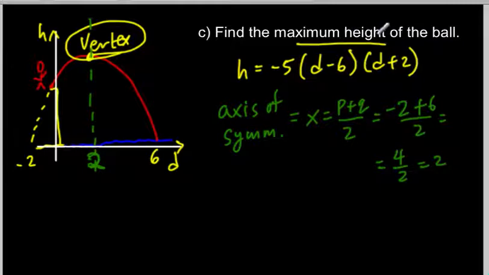But the question said find the maximum height of the ball. So we're not interested in the distance from the cliff, we're interested in the height of the ball. So we want to know how high it goes. So all we have to do is, instead of x, I can just say that d equals 2.